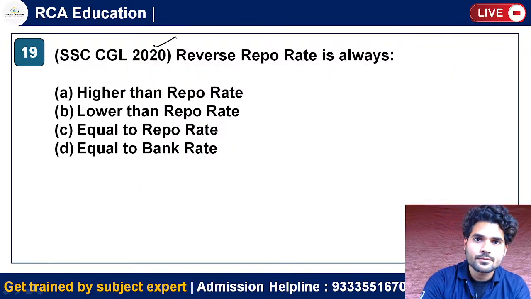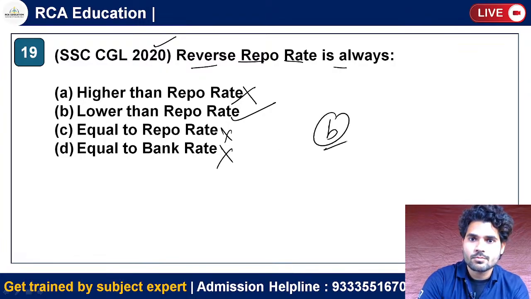CGL 2020. Is the reverse repo rate always higher than the repo rate? No, RBI will not give that much interest. Higher than the repo rate? No. Lower than the repo rate? Yes. Equal to the repo rate? No. Equal to the bank rate? No. So the option is number B.